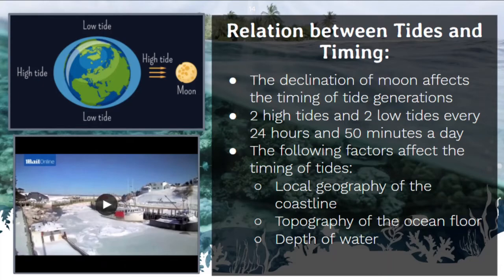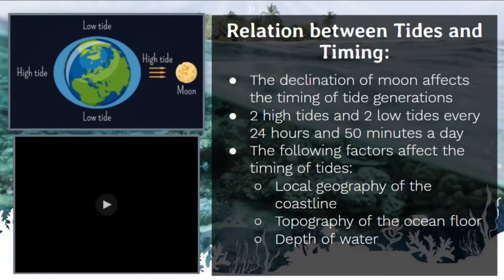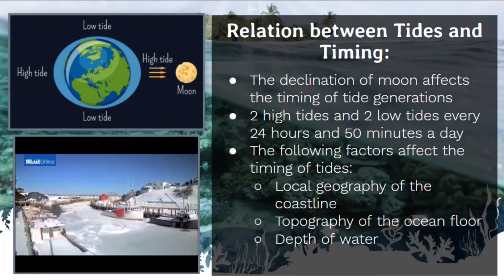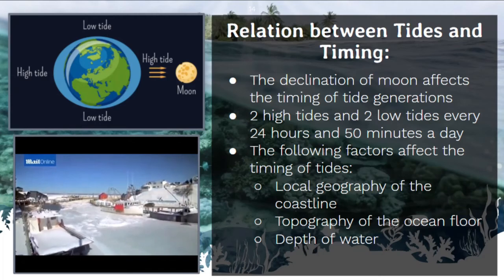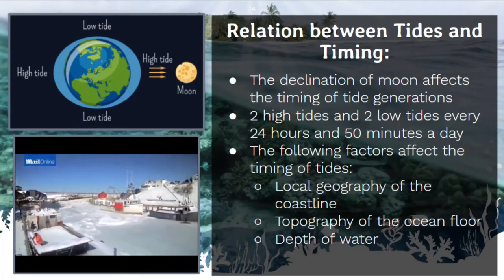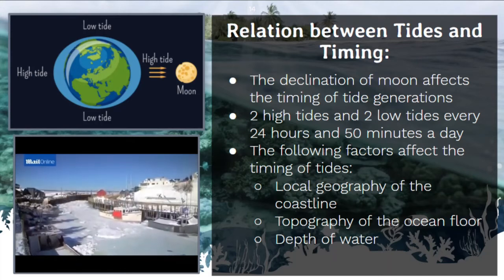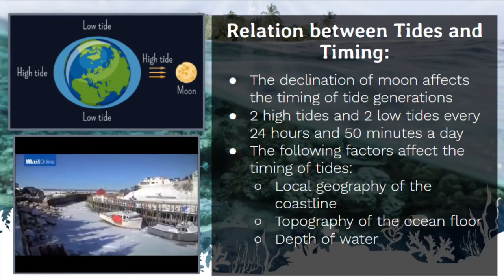Now, if you look at this picture again, I'm going to replay it so that we can see it. This is the Bay of Fundy. It has one of the highest tidal ranges in the world. Look at how different high and low tide is. It's crazy.